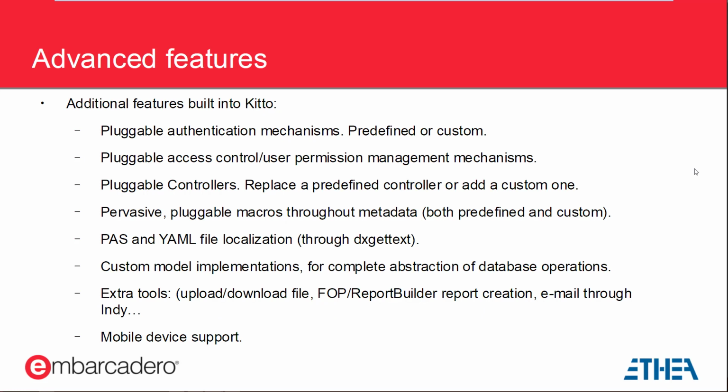This is a list of advanced features, most of which I will talk about in greater detail in the next webinar. We will see all things you can plug into a Kitto application to enrich and customize every aspect of it. We will see localization support for PAS and YAML files and custom model implementations which allow complete abstraction from a database. You can define model based on local files, network services, or even Delphi code. We will also look at Kitto's tool library, including upload-download file tools, FOP and report builder report creation, email through Indy, and so on, and also Kitto's mobile device support.